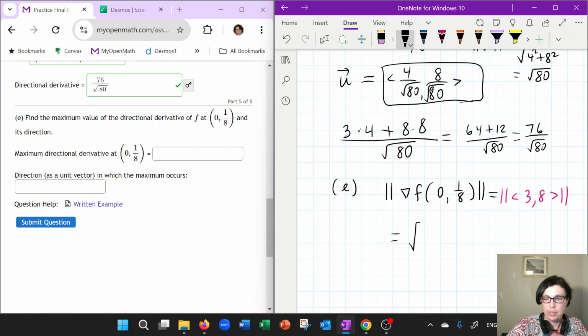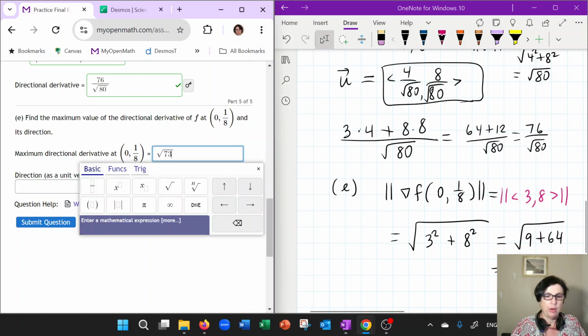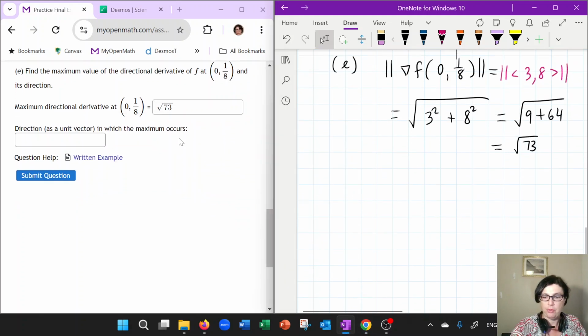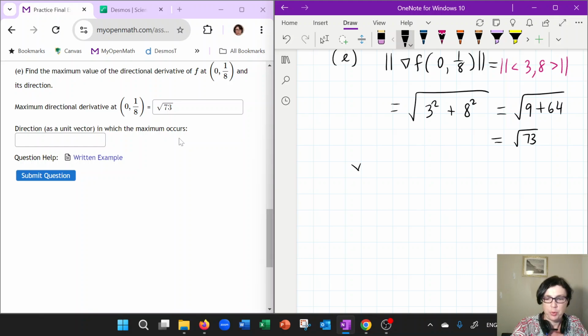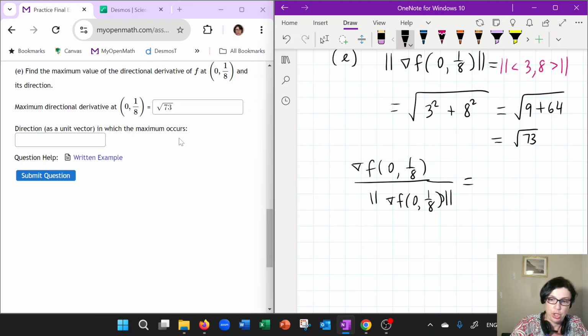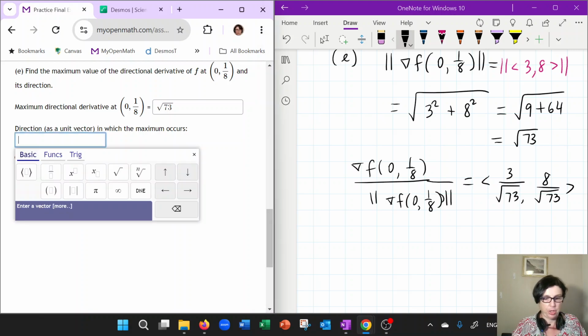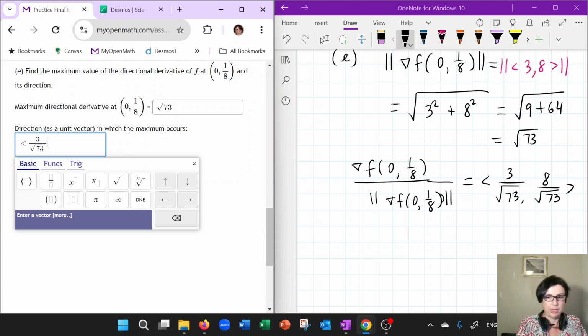So this will be square root of 3 squared plus 8 squared. So that's square root of 9 plus 64. I think that would be square root of 73. So that is the maximum rate of change. Now, to find the direction, the formula says that you're supposed to take the gradient and divide it by its magnitude. In other words, normalize it, okay? And that usually would be the direction of the maximum change. Okay, so this would be 3 divided by square root of 73 and 8 divided by square root of 73. That will be the direction of the maximum rate of change.